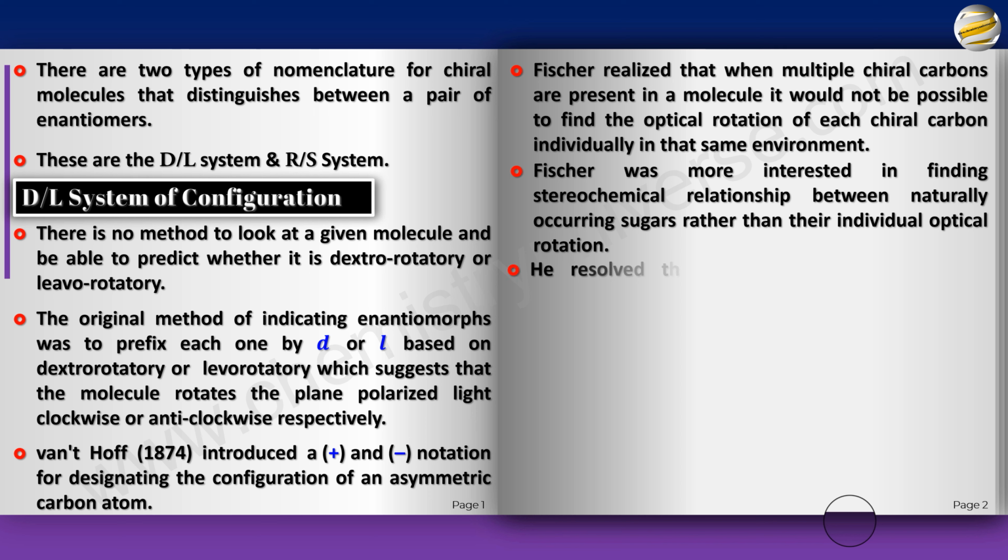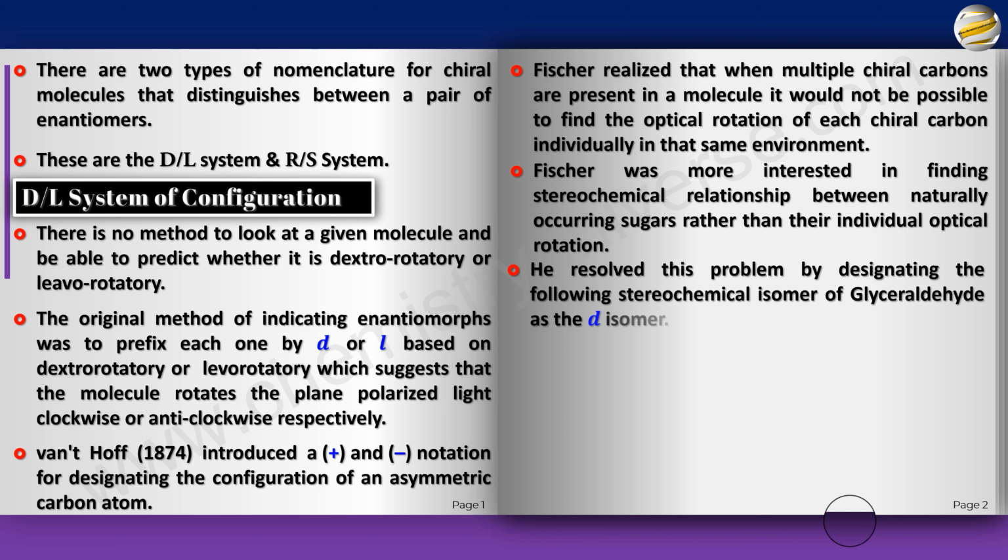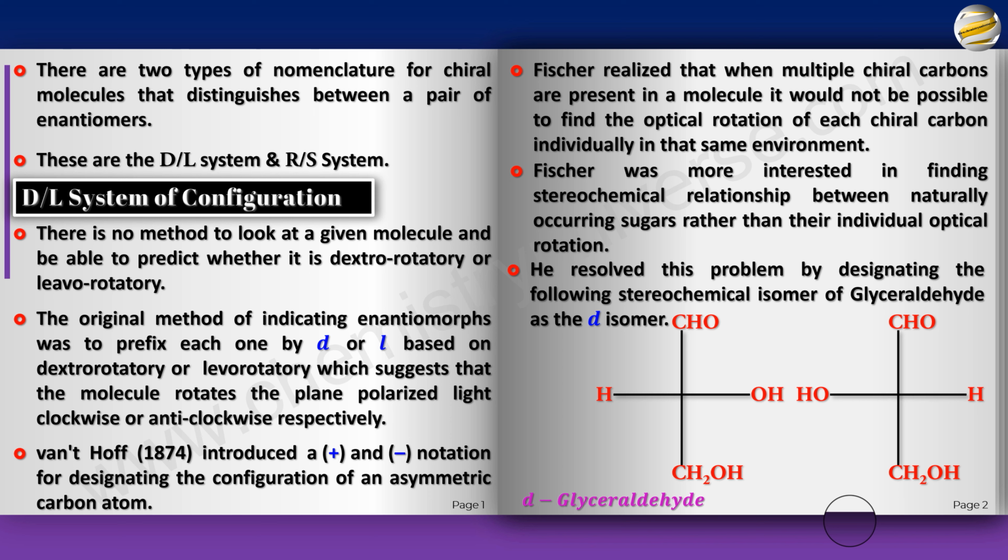And he resolved this problem by designating the following stereochemical isomer of glyceraldehyde as the D isomer. So he considered this molecule, which is glyceraldehyde, where the OH is on the right and the H is on the left, and the CHO on top and CH2OH at the bottom, as D-glyceraldehyde. And its mirror image obviously will be the L-glyceraldehyde. And here please remember I'm using the small d and the small l.